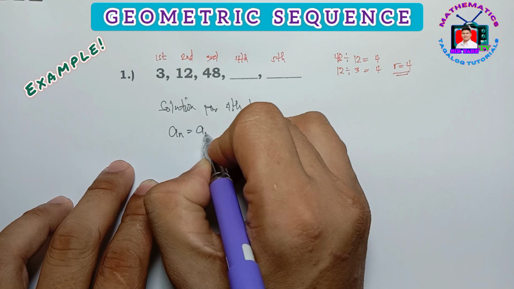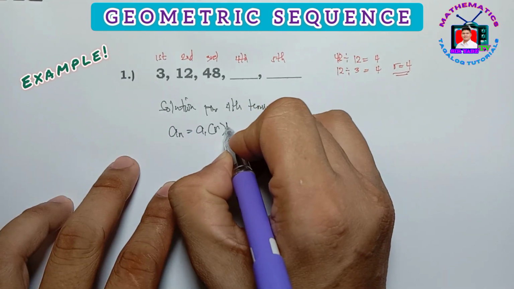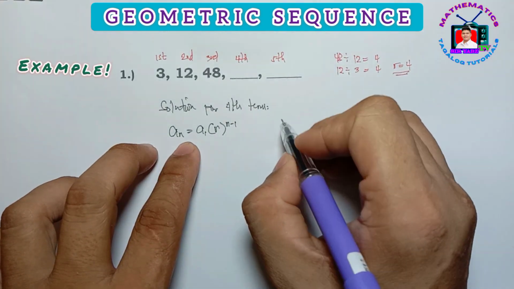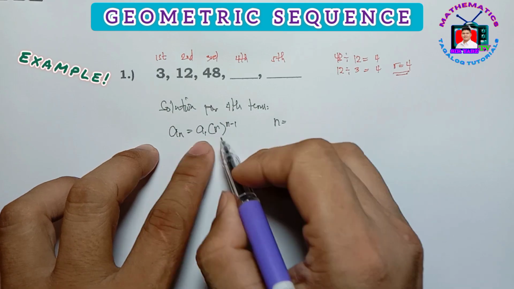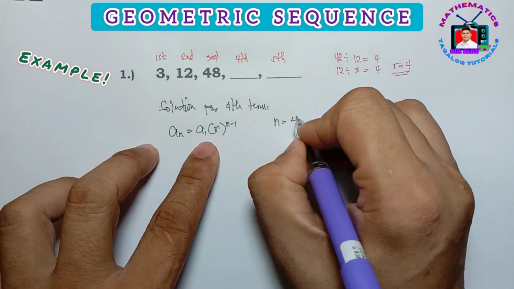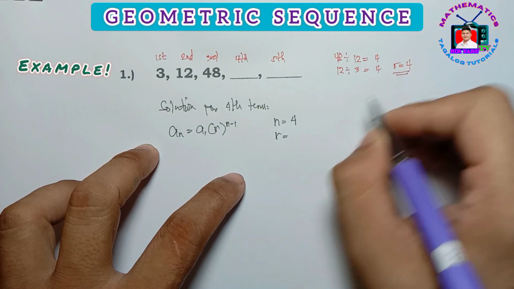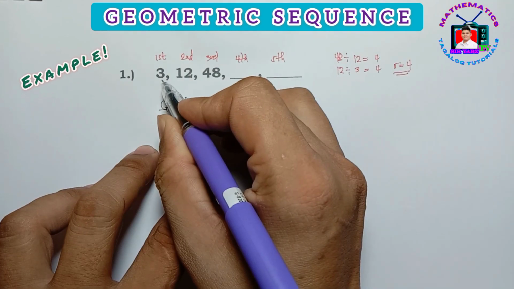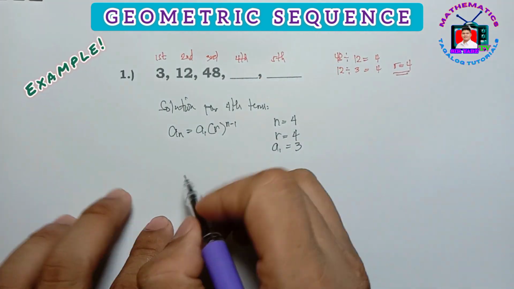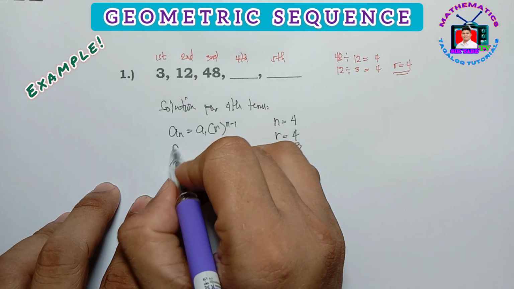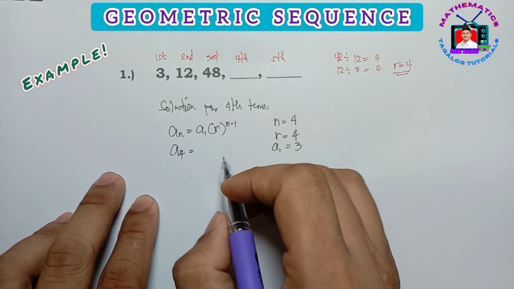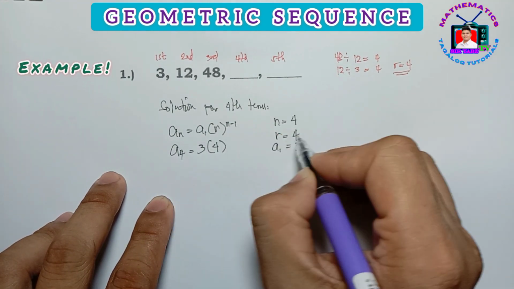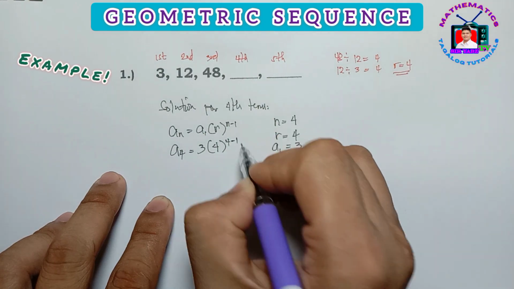Okay? So, solving for the 4th term, using the formula, a sub n equals a sub 1 r raised to n minus 1. The formula requires n, so we need to locate what n is. n is the 4th, because we are looking for the 4th term. So, n is 4. Then, our r is 4, the ratio. Then, a sub 1, because we have the first term, is 3. Okay? So, we're good to go. So, substitute those requirements into the formula. So, a sub 4 equals a sub 1 is 3 times r is 4 raised to n, 4, minus 1.